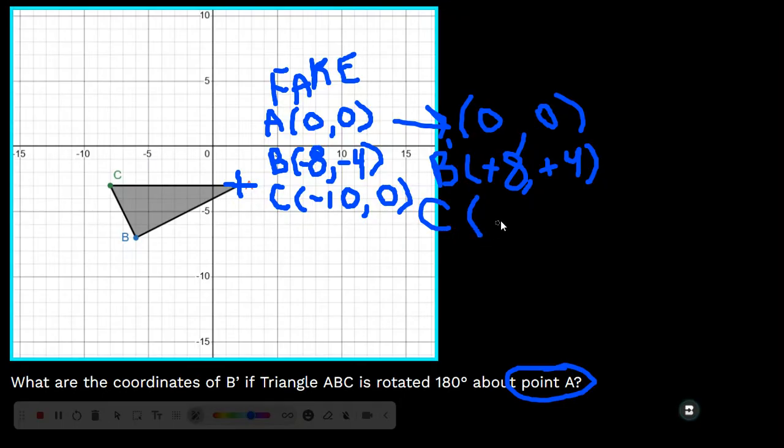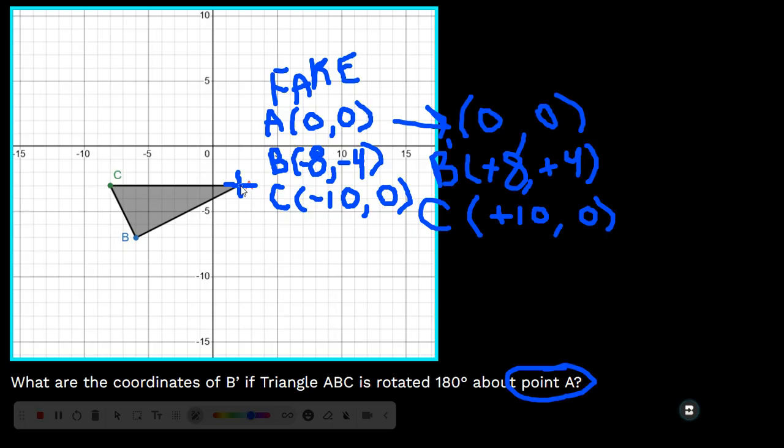And then again, our C, we keep the points in the same spot. Do we switch X and Y? No, we leave them in the same spot. And we're going to flip direction for both. So this -10 becomes positive, and 0 stays the same. So we're going to graph these new points from here, from our fake origin point. I will end up clearing my screen in a moment, and you'll see it better.